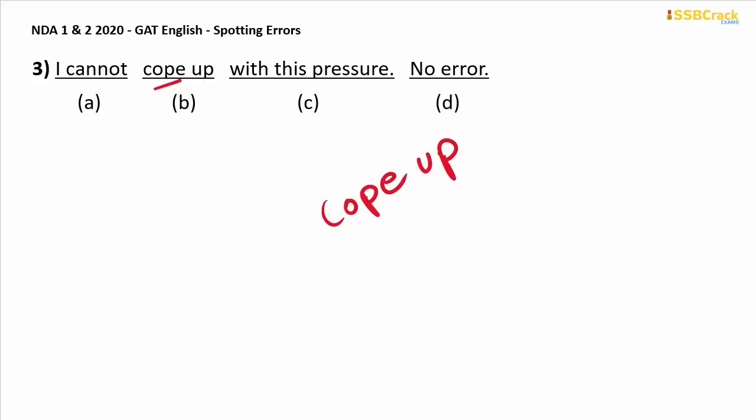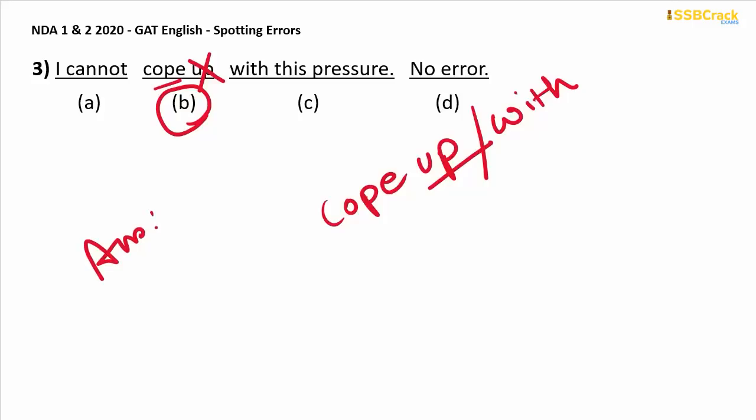Okay, so cope up, either you use cope up or you use cope with. So therefore, I cannot cope with this pressure is incorrect. There is no necessity to use up after cope. So again, the error is in part B of the sentence. Therefore, your answer is option B.